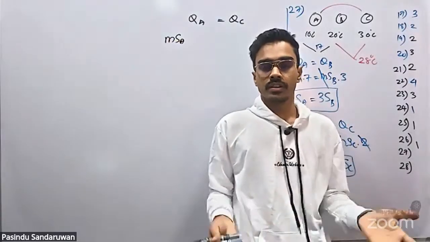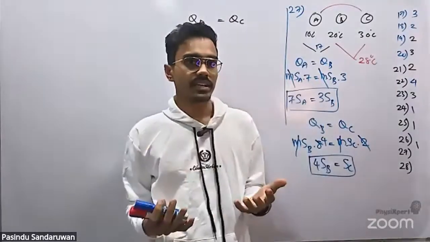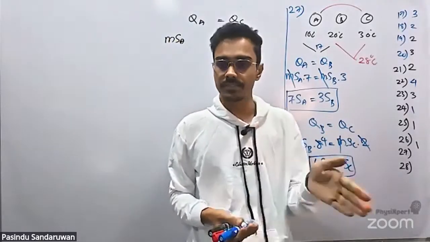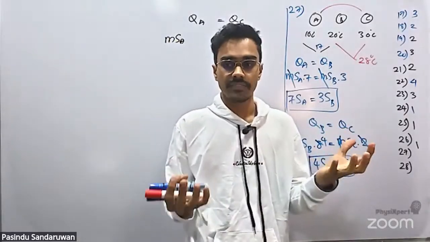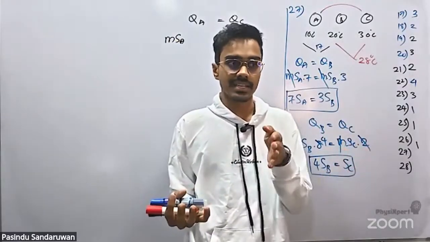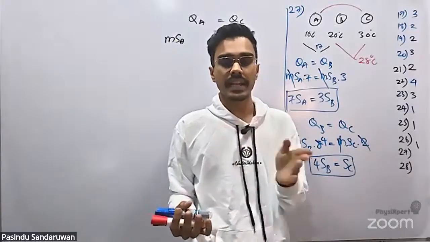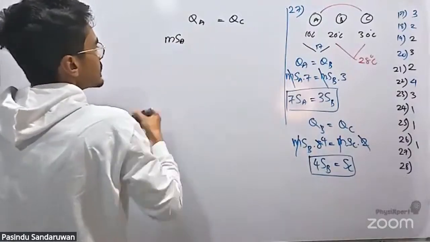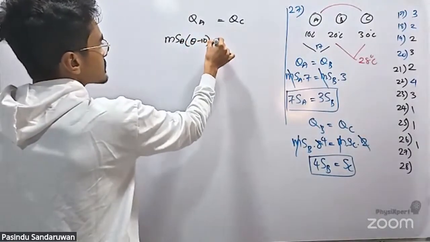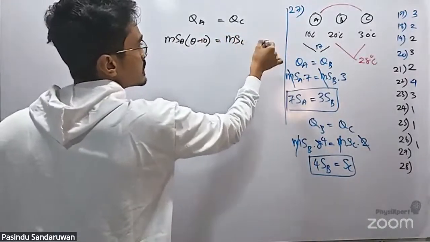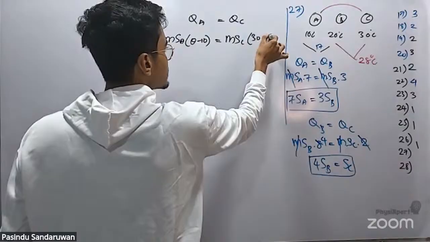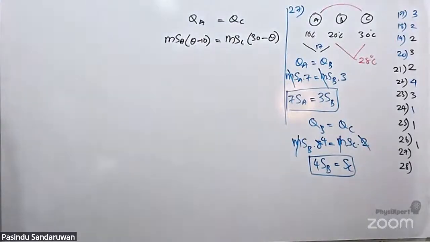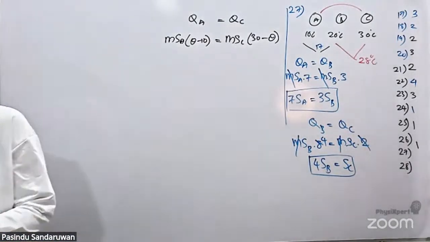If two objects or two liquids are mixed, the equilibrium temperature is always going to be a value in between 10 and 30. That idea you have to have. So it is definitely greater than 10, which means this is theta minus 10, the temperature difference. And here m SC, that is less than 30, so this should be 30 minus theta. In the correct direction, you have to write these two.